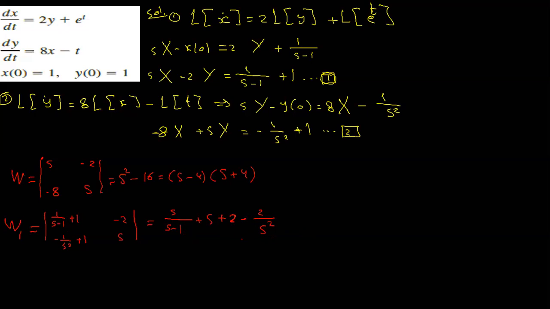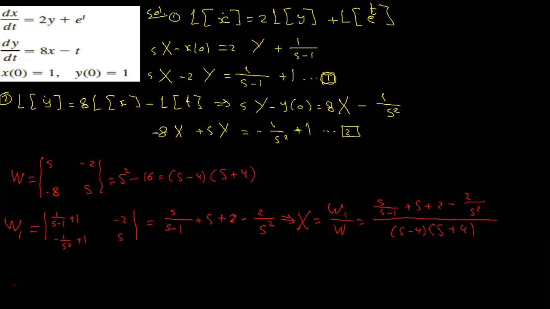Now, you can leave it like this. You are free, by the way. This is W1. Now, after finding W1, could you please tell me what should I do? I will write my X capital equal to W1 over W, which is given to be s over s minus 1 plus s plus 2 minus 2 over s squared, all divided by this product, s minus 4, s plus 4. What should I do now?